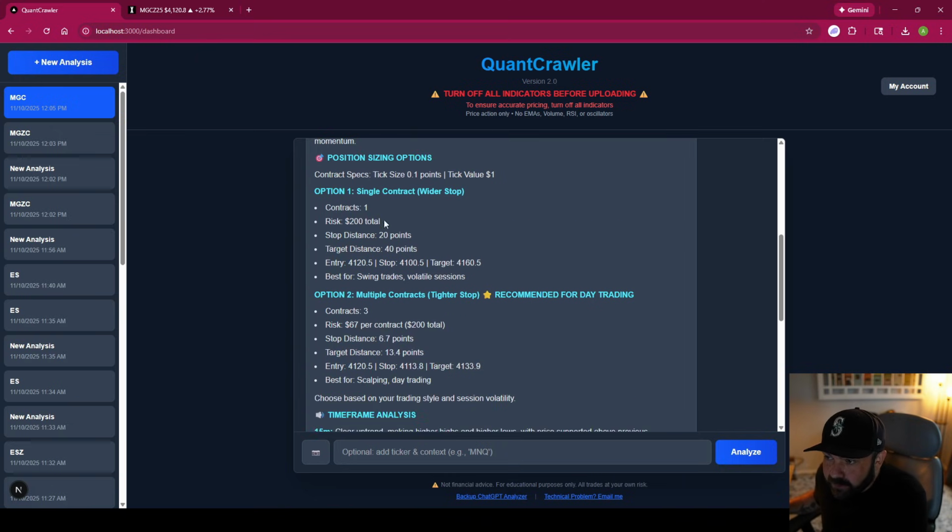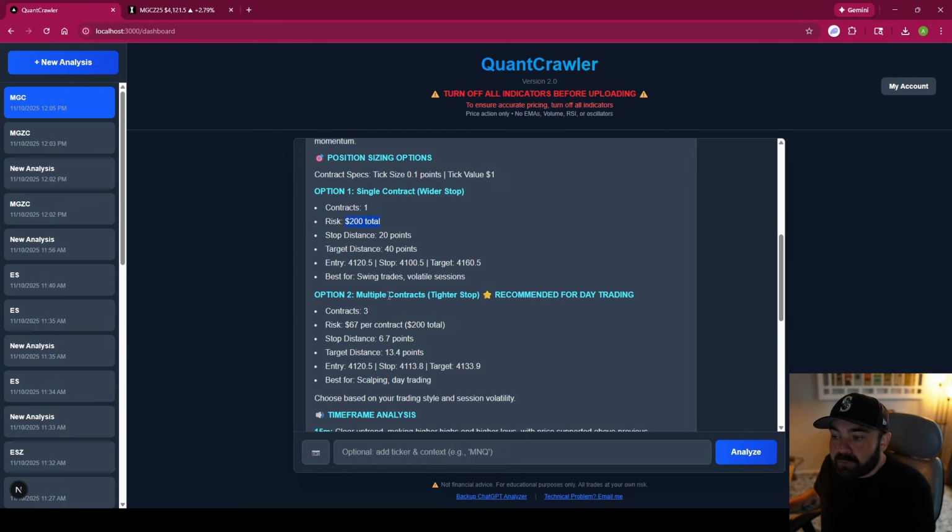Now, this is the new part right here. Option one, single contract with a wider stop. This is going to give you a very large range on stop loss to take profit if everything is volatile. And it says that right here, best for swing trades, volatile sessions, giving you a 20-point stop difference with a 40-point target for a 1-2 risk to reward on $200.